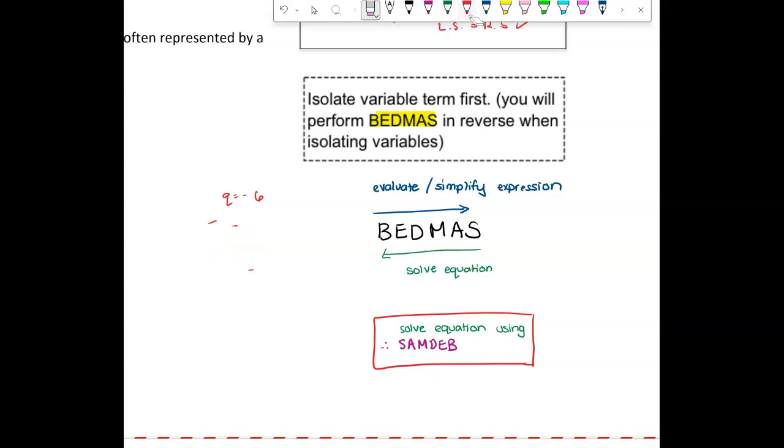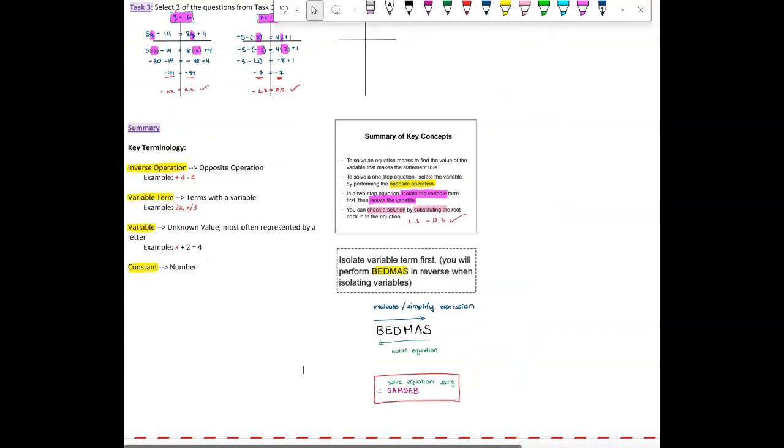But now, when we're solving an equation, we're doing the opposite. We're undoing everything. So we're doing the addition and subtraction first, then multiplication, division, and then exponents, and then brackets, okay? So to solve an equation, we're actually doing it this way instead of evaluating and simplifying. And sometimes you might hear me say that when we're solving an equation, we're actually doing SAMDEB, which is just BEDMAS backwards. All right, good luck, and have fun.